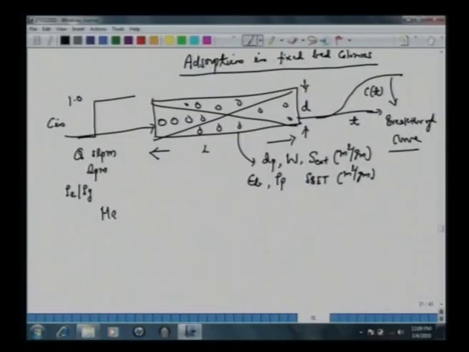So in this case, if we want to address mass transfer, then we have to make a species balance in the bulk fluid or in the bulk phase, whether we have this gas or liquid.